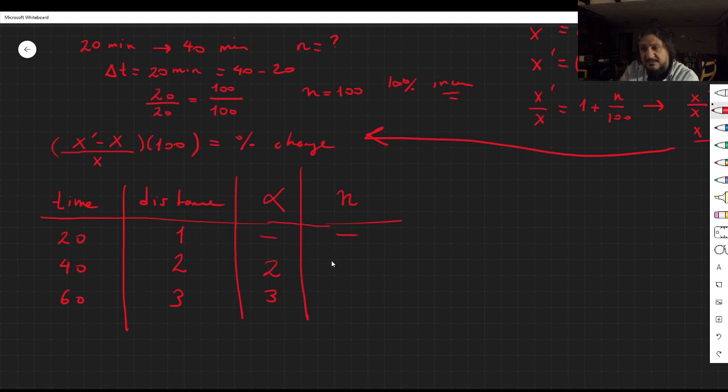And 100% increase means either you go from 1 to 2 or 20 to 40. It doesn't matter, 100% increase. What about from 20 to 60? So you subtract 20 from 60, and then you divide it by 20, and then multiply by 100, right? So you have 40 over 20, that is 2 times 100, 200%.